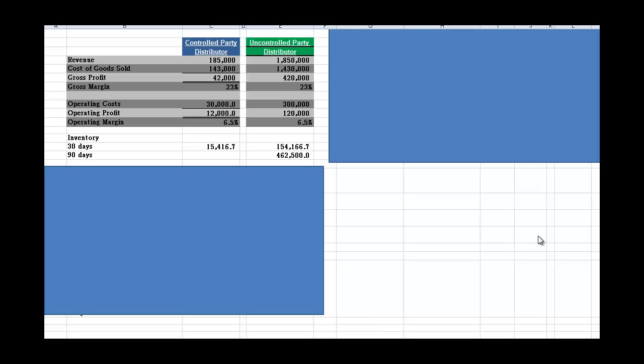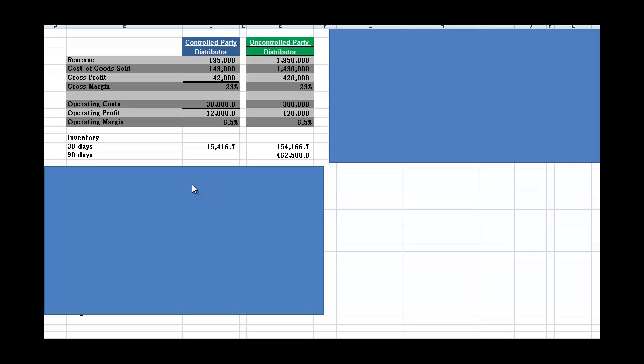Now in this video that you can see, the only thing I've changed now is I've calculated what would be the inventory for the uncontrolled party, the comparable, if it only held 30 days of inventory. 30 days of inventory, 1/12 of its sales. That's how we calculate that number, which is exactly 10 times more than what the controlled party has, because we've scaled this comp to be exactly 10 times bigger.